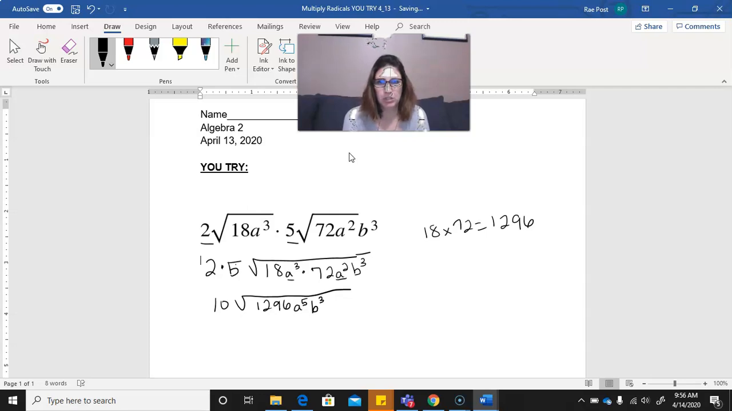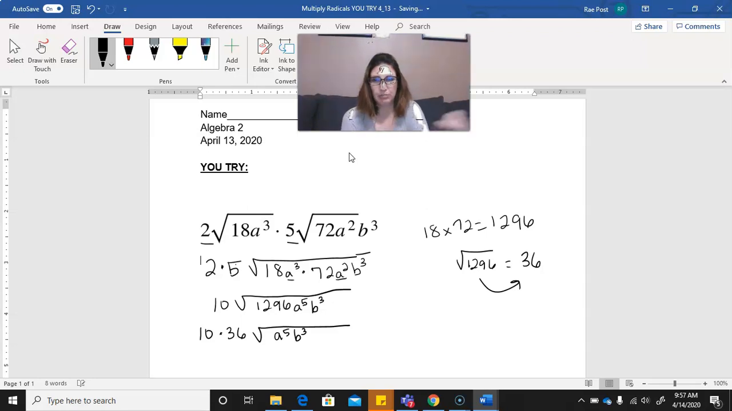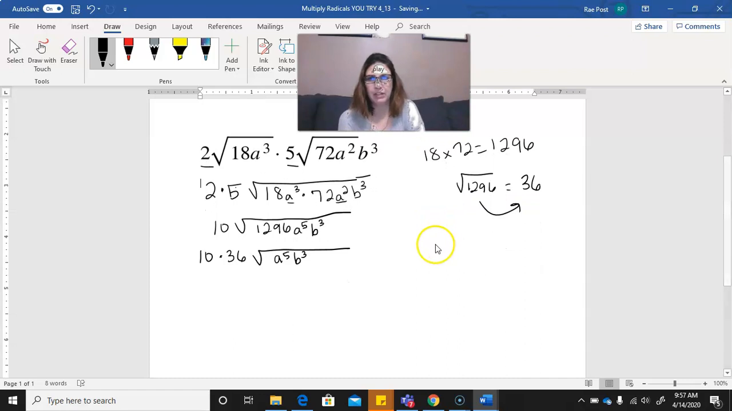Now, here's what I was hoping you would do. When you square root 1296, or if this is a cube root or a fourth root or whatever kind of index you have here, hopefully just check and see if it's perfect. I always recommend that you check on your calculator. It actually is a perfect square. It's actually 36. Hopefully you would have checked that, because that would make your life so much easier. When that happens, you can remove the constant, and all you'd have left would be a to the fifth b cubed inside your radical. That definitely should make your life a little bit easier. So 10 times 36 is 360.